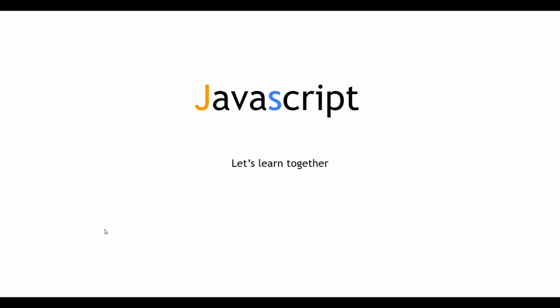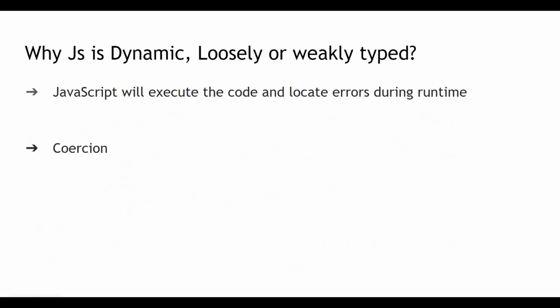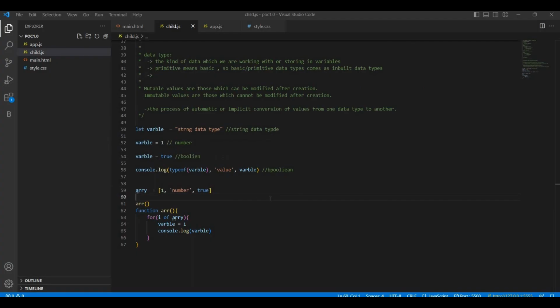As part of learning JavaScript, today we will learn about why JavaScript is dynamic and why it is loosely or weakly typed. Why is JavaScript dynamic? The reason is the JavaScript engine will execute the code and locate the errors during the runtime, and also because of coercion. So I will tell you all these things in the coding.